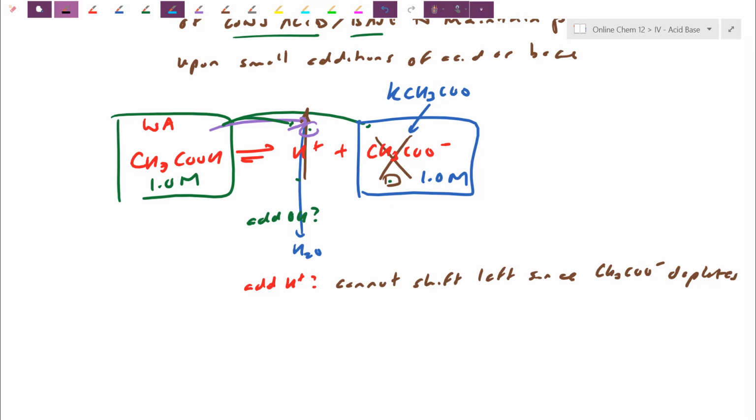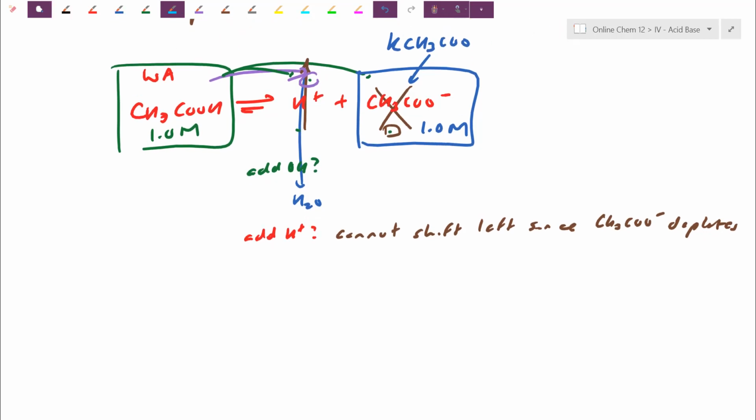Let me ask you this. Is there a difference between an acetic acid buffer? Right now we have 1 molar, 1 molar. What if I diluted both sides? What if I made this 0.1 molar, 0.1 molar? Is it still a buffer?